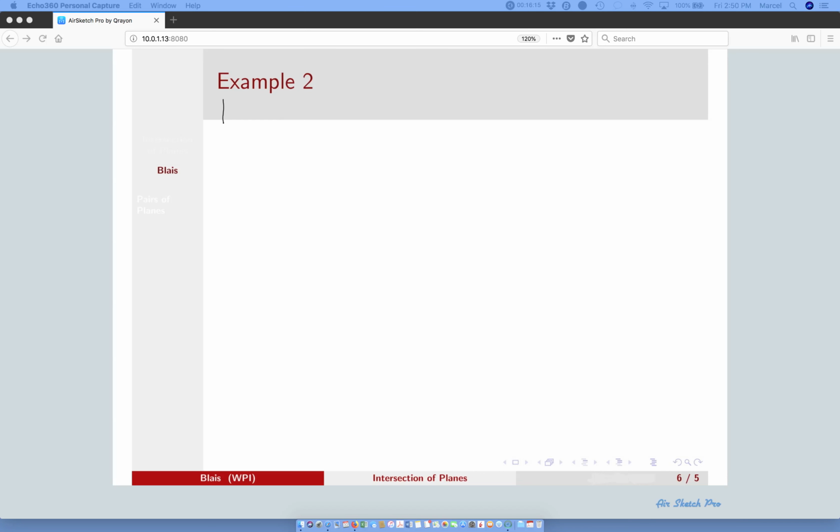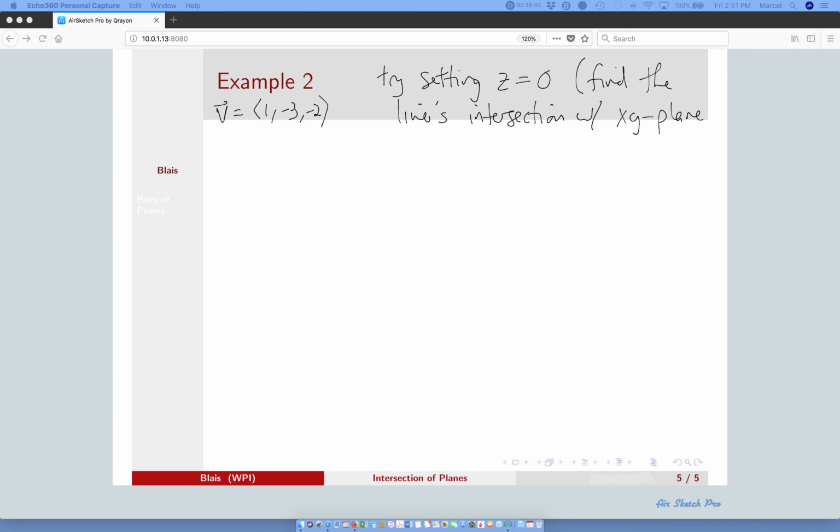So we try setting z equals 0. So this, again, we want to find the line's intersection with the xy plane. If it doesn't intersect with the xy plane, we won't get a solution here, and then you just try one of the other ones. Try y equals 0. Or if that doesn't work, try x equals 0. One of them will work.